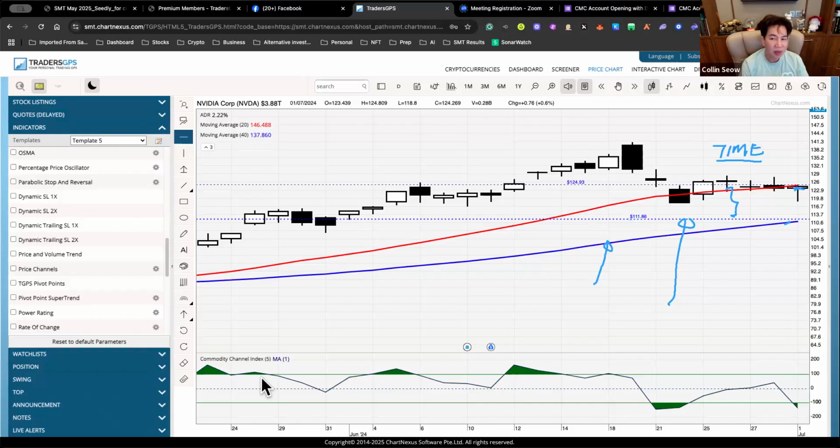Time stop is very simple. After you enter, 5 days later, if the price has not hit your target price and has not hit your stop loss price, you get out. Okay? So question.